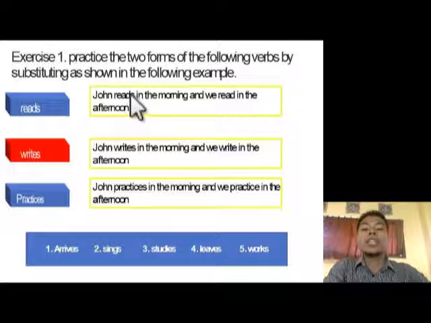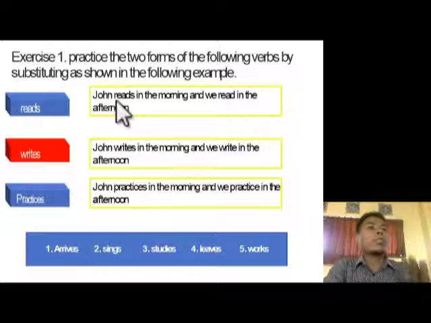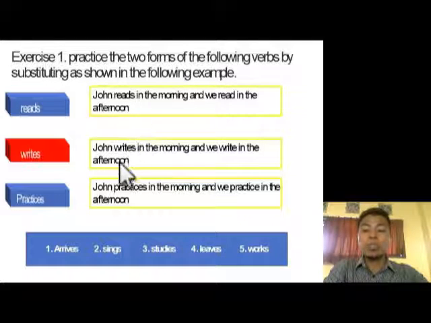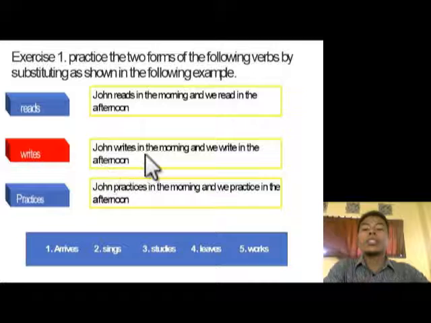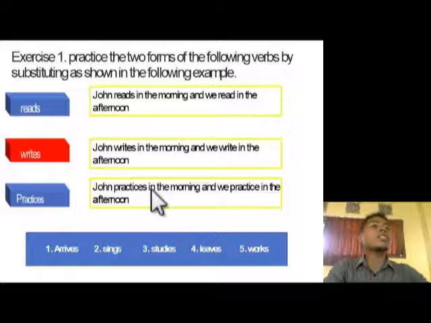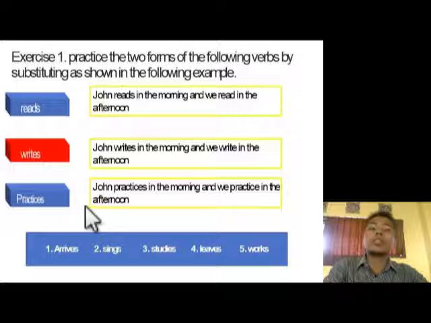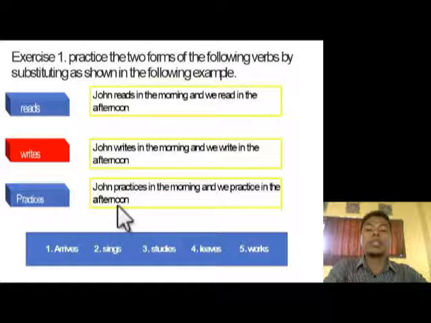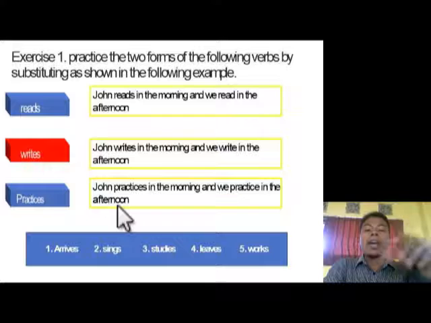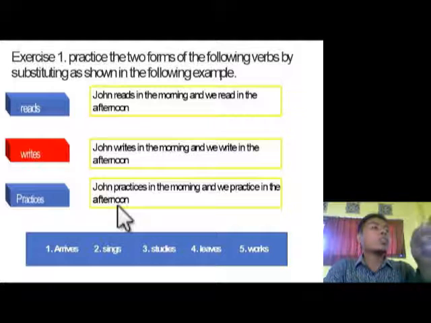Jadi John membaca di pagi hari dan kita membacanya di sore hari. So make sure that when the subject is a third singular person, the verb must be put as reads. Okay. While the second one is John writes in the morning and we write in the afternoon. The third one, John practices, not practices, do not read practices, but practice in the morning and we practice in the afternoon. Okay, actually these sentences you can see in your book.